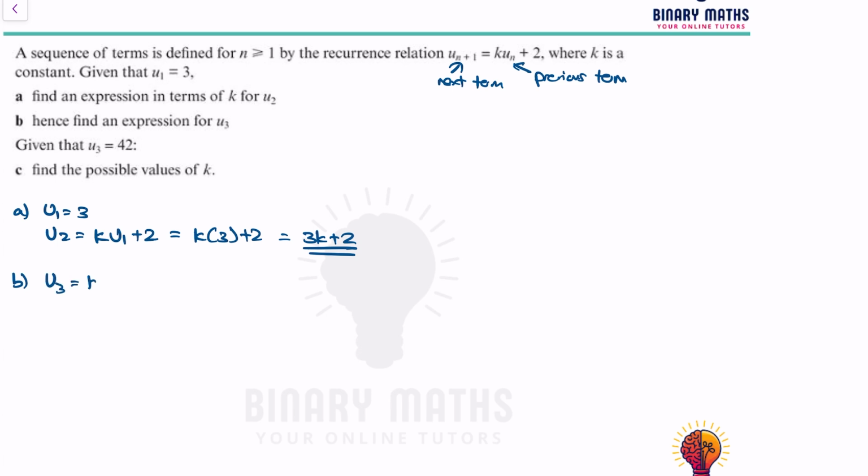B, hence find an expression for u3. u3 will be equal to k times u2 plus 2, which is k times (3k plus 2) plus 2, which is equal to 3k squared plus 2k plus 2.